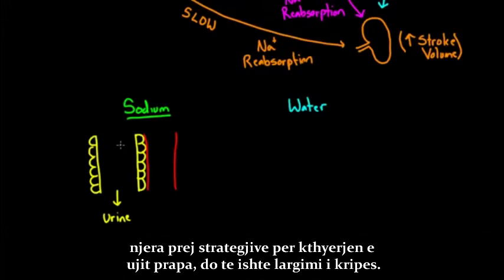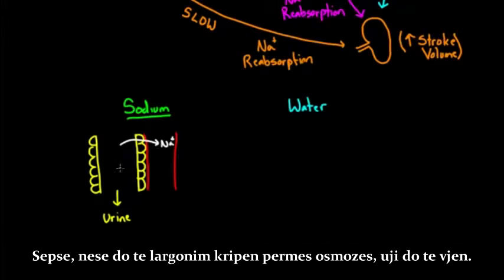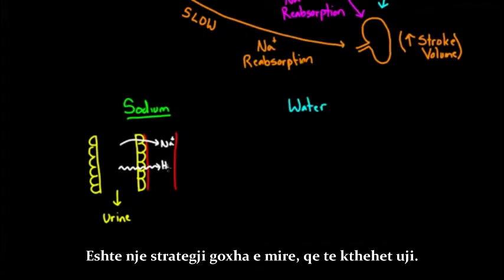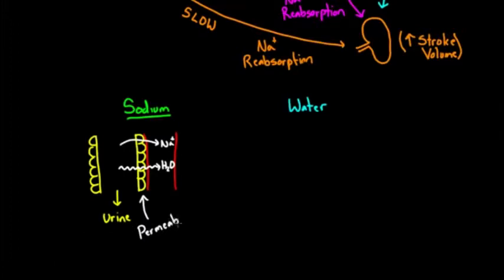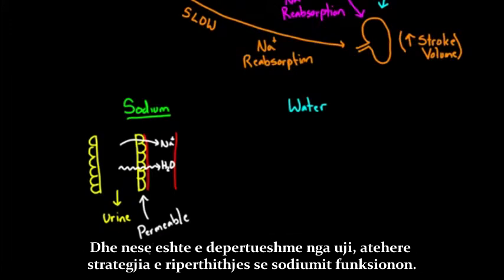One strategy for getting water back would be to pull out salt. Because you know that if you pull out salt, through osmosis, water is going to follow, right? So that's a pretty good strategy. Getting water back, that would work. But the assumption, and this is very, very important, the assumption is that this barrier right here is permeable to water. Permeable to water. And so if it is permeable to water, then this sodium reabsorption strategy works.